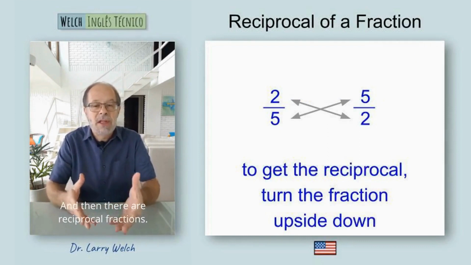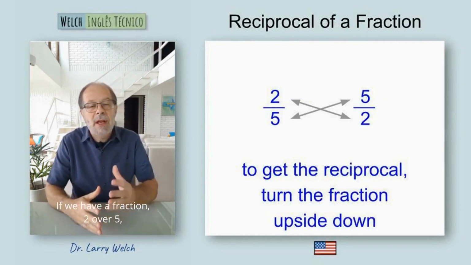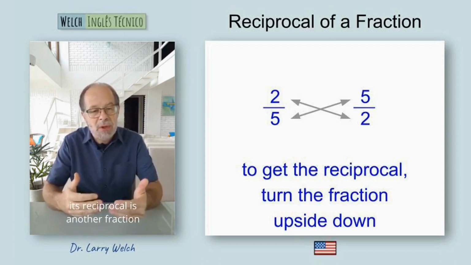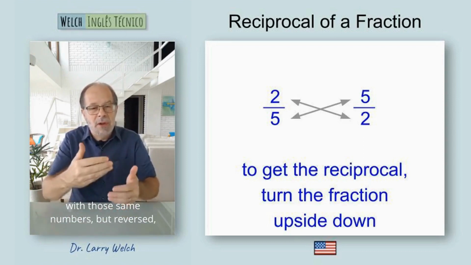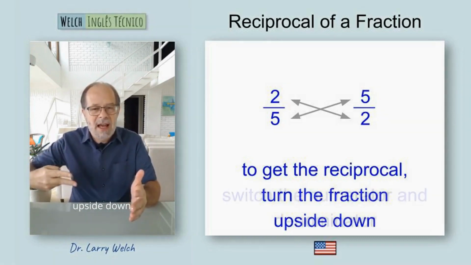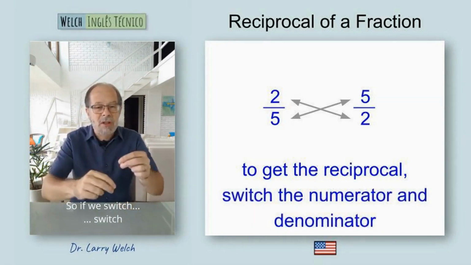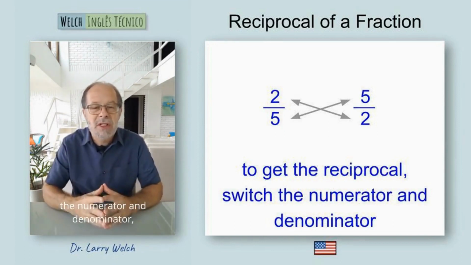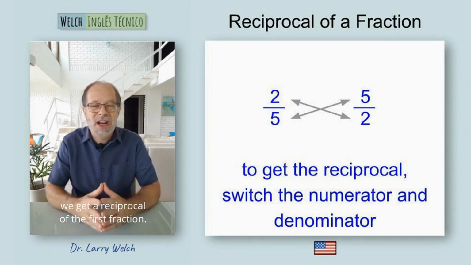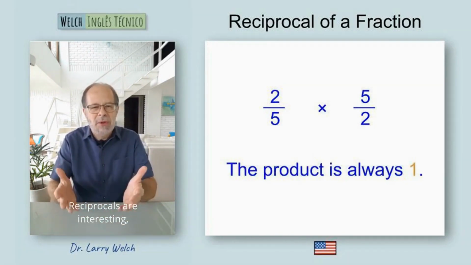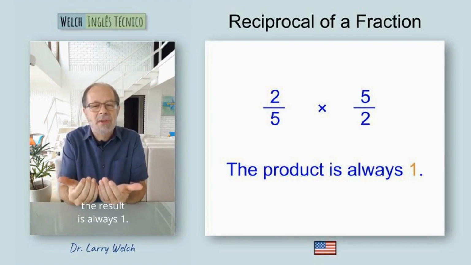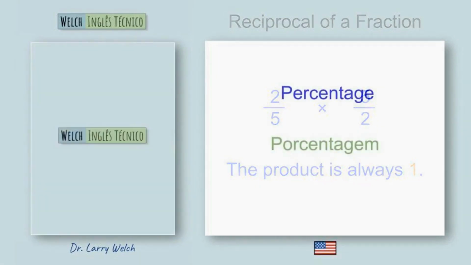And then there are reciprocal fractions. If we have a fraction, 2/5, its reciprocal is another fraction with those same numbers, but reversed, upside down. So if we switch the numerator and denominator, we get a reciprocal of the first fraction. Reciprocals are interesting because when we multiply them together, the result is always 1.